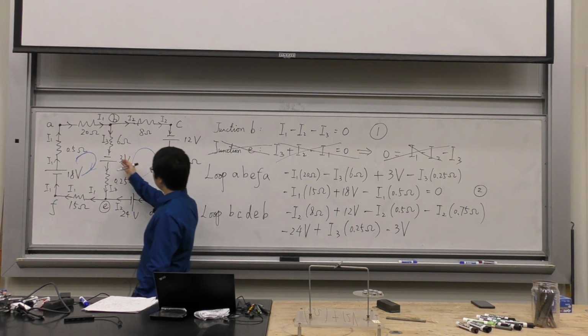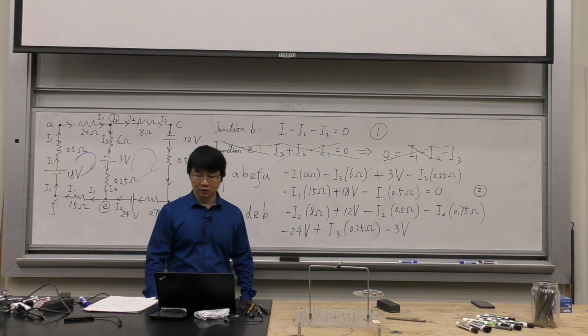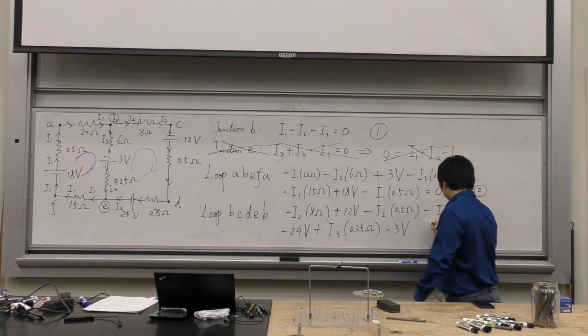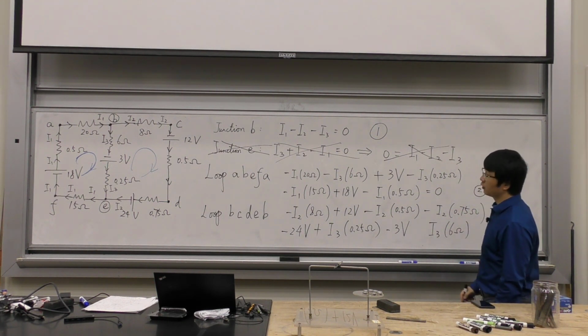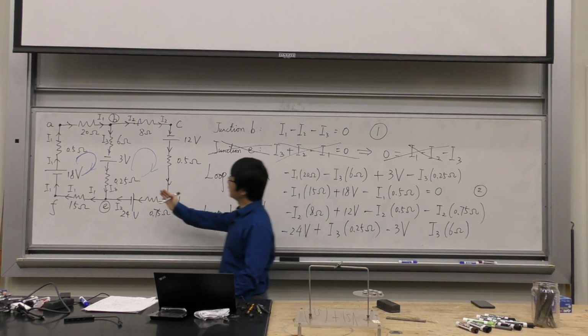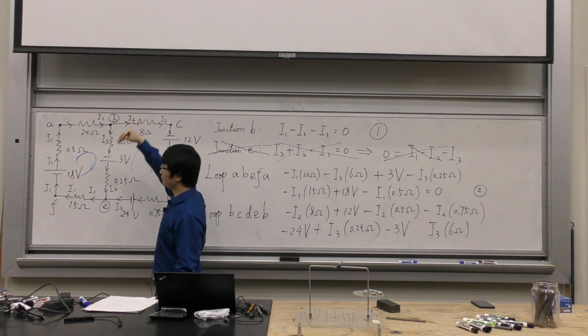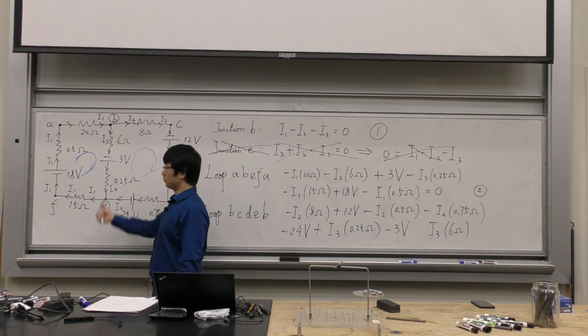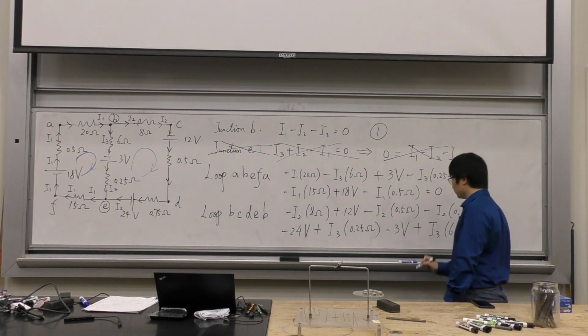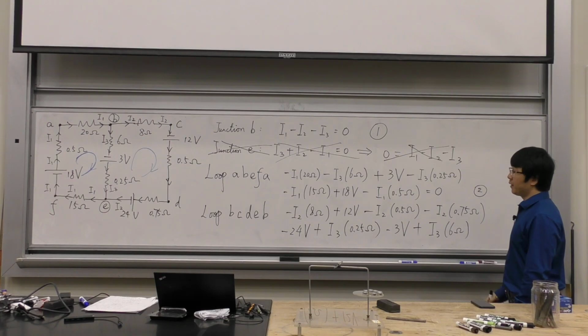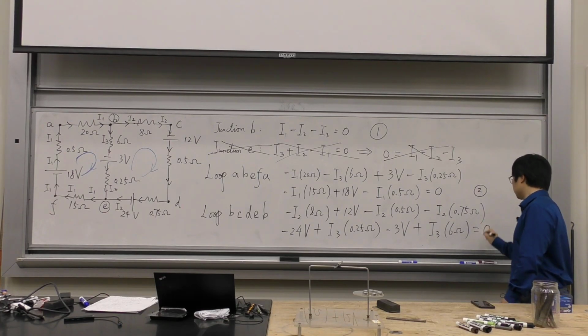Now keep walking. Now I see this 6 ohm resistor. Okay, the current is still I3. I'm going to write I3 times 6. And then what is the sign? I'm traveling against the current. The current flows downhill this way. I'm traveling opposite to the direction. I'm climbing up, positive. Okay, then I'm back to B, 0.